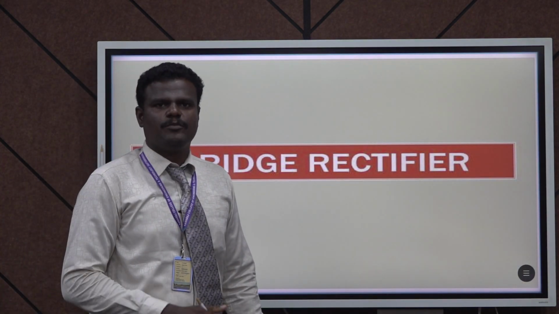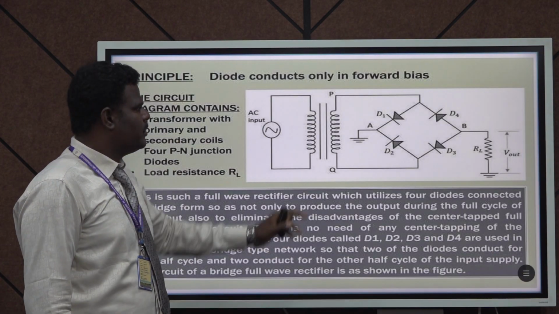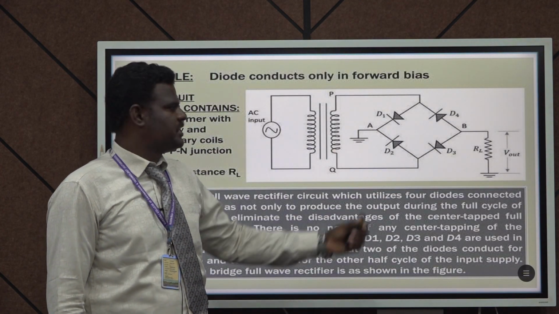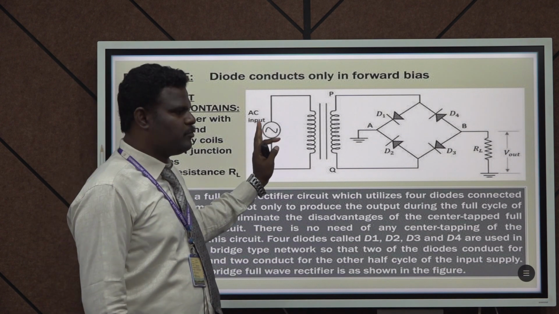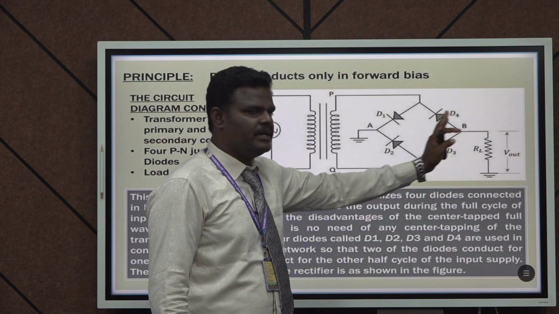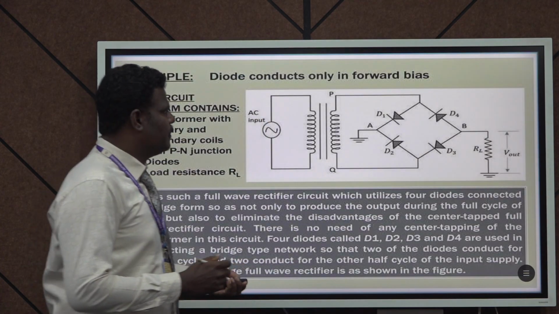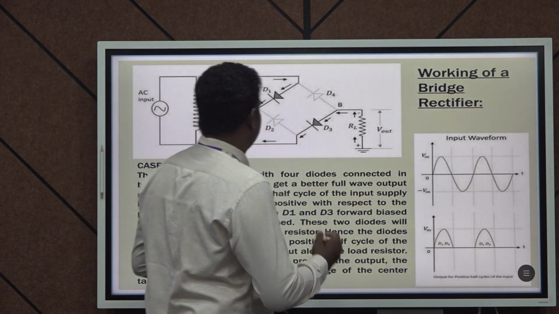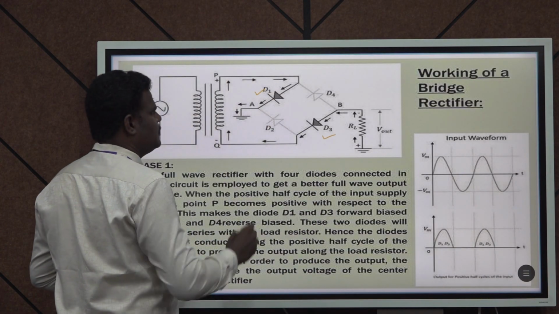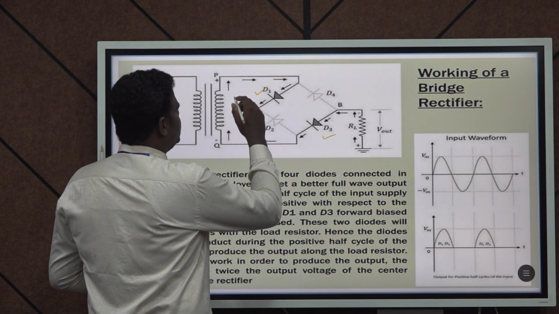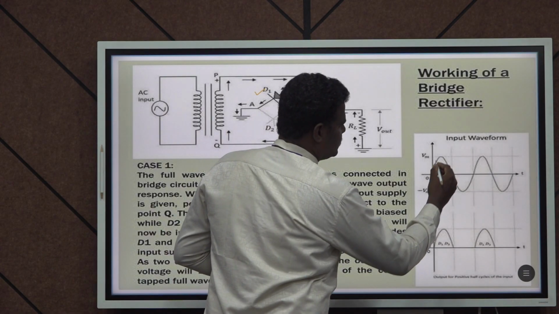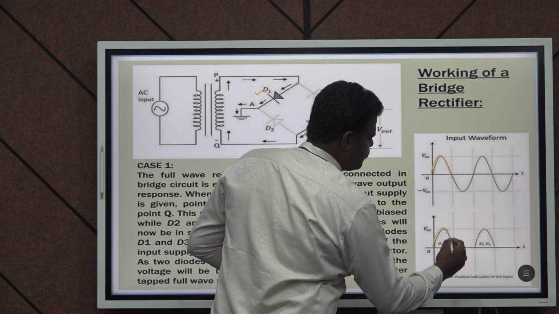Next we are going to discuss the bridge rectifier. Four diodes, D1, D2, D3, D4, are connected in a bridge configuration. Here we have the input side, then a transformer, then the bridge configuration, followed by the load. During the positive half cycle, diodes D1 and D3 become forward biased, so the current flows through D1 and D3. It just follows the input signal.